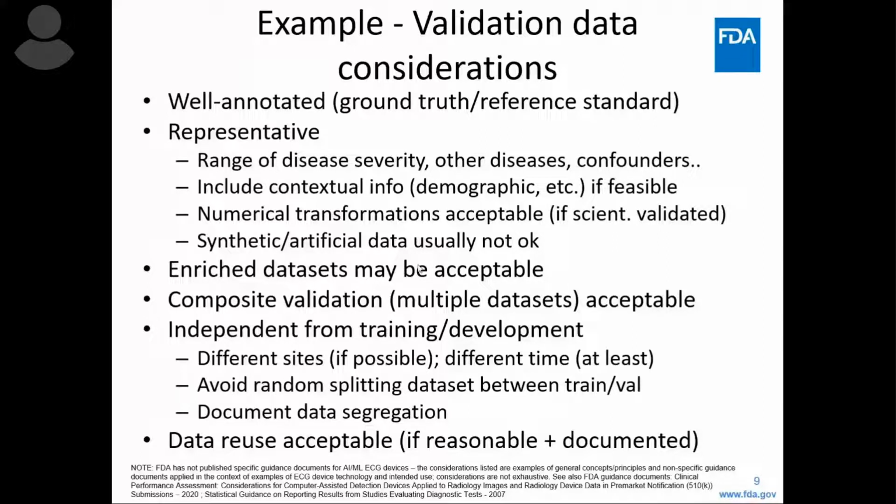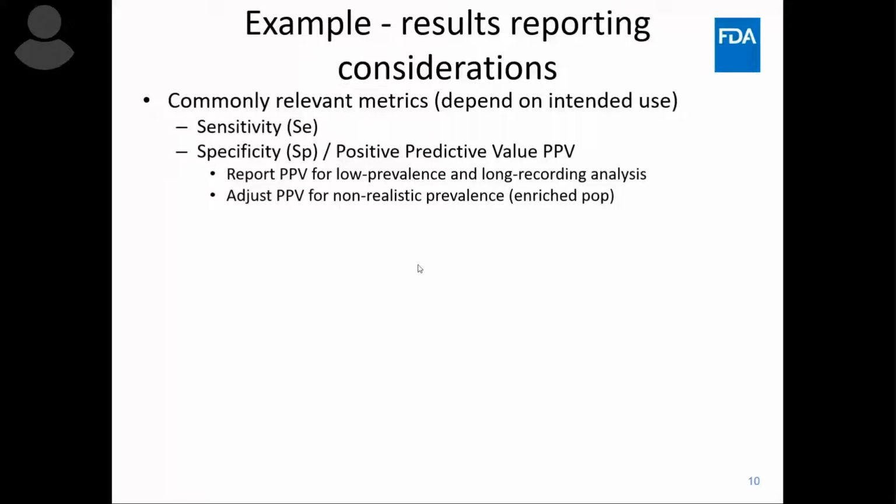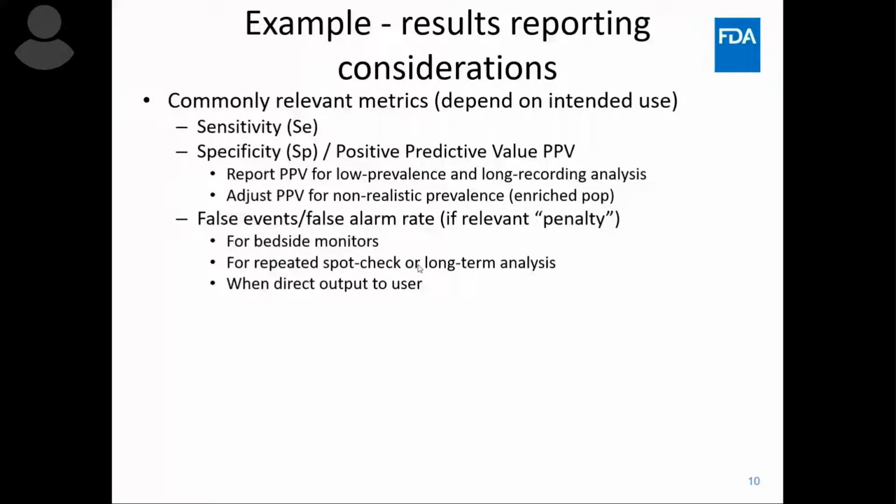So what to report? What is relevant as a metric to report? It really depends on the intended use, but usually we think it's important to report sensitivity, and important to report specificity or positive predictive value, depending on what type of analysis you're doing. If you are using an enriched population, please adjust the PPV for the real disease prevalence. In some cases, it's also important to report false alarm rate estimated on realistic use of the device, for example for bedside monitors, or when you do repeated testing.